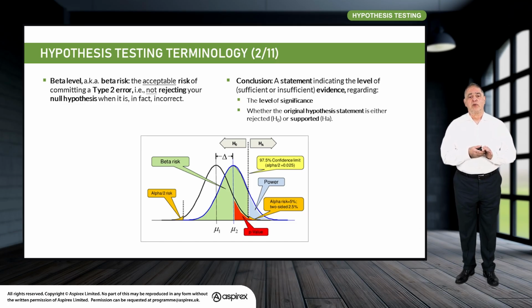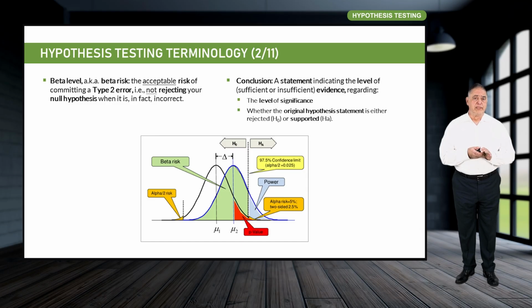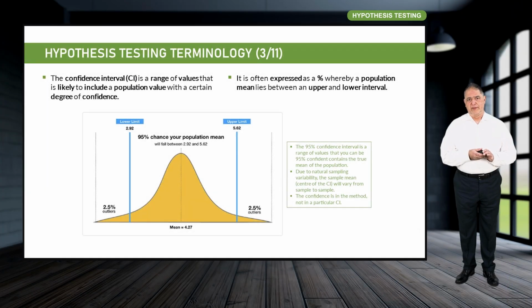Conclusion. Conclusion is a statement indicating the level of either sufficient or insufficient evidence regarding, first of all, the level of significance, statistical significance, and whether the original hypothesis statement is either rejected or it is supported. The confidence interval, very important concept, and this is typically a range of values which we hope will contain the population parameter of interest.